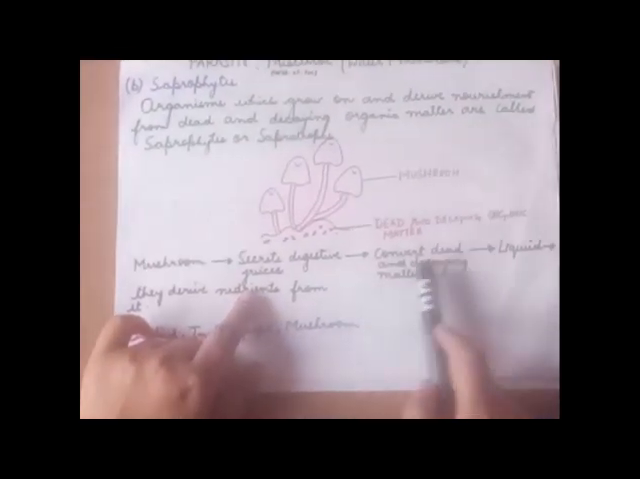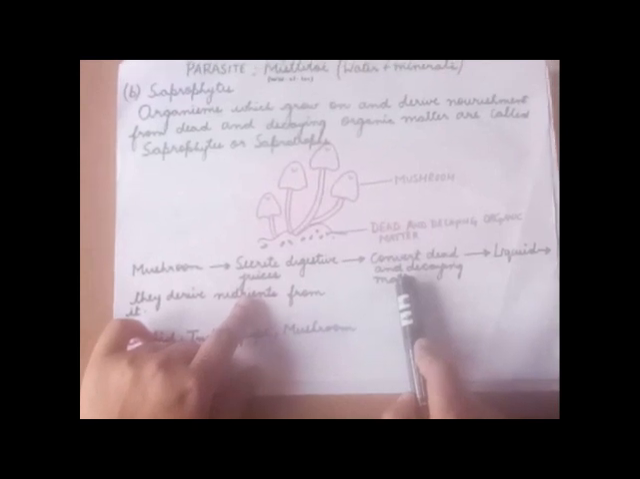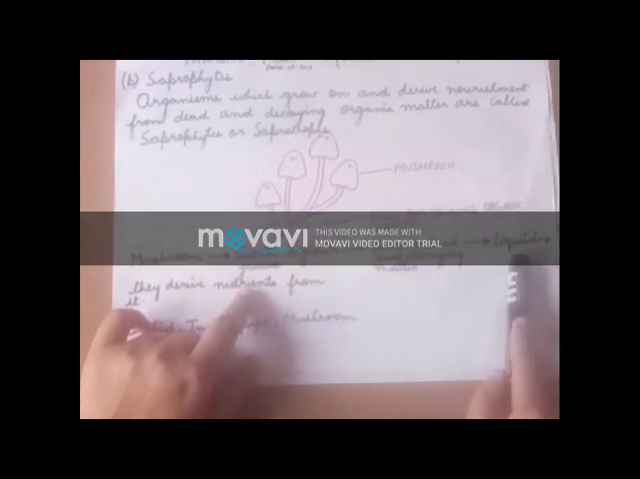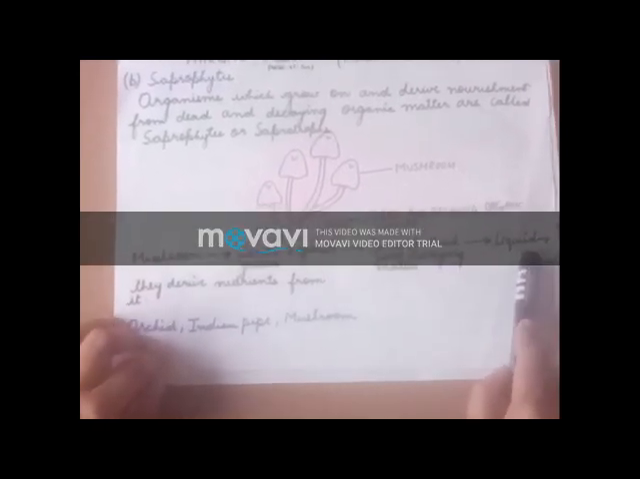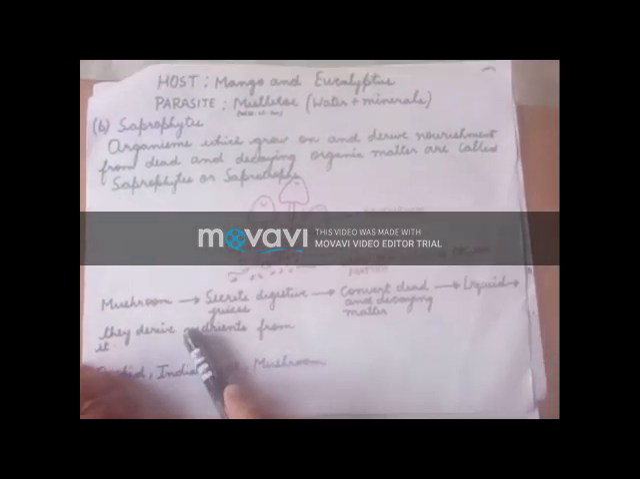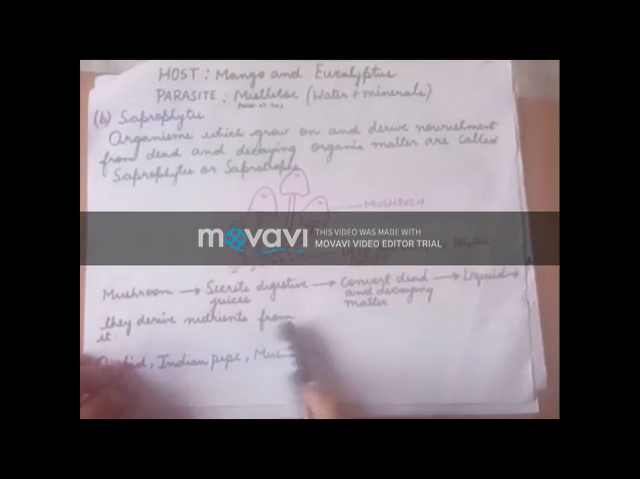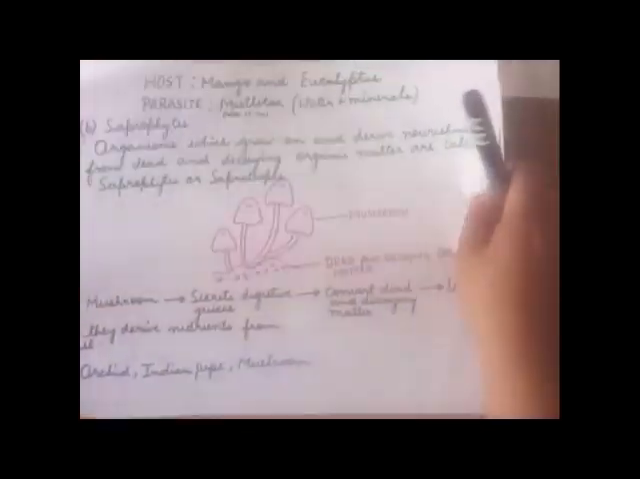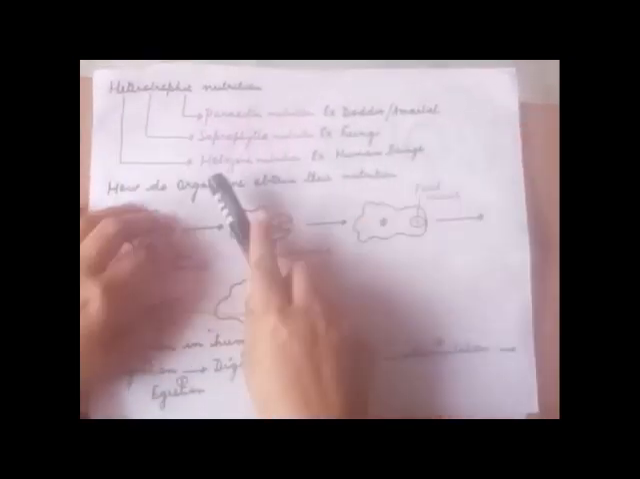Now this dead and decaying matter is broken down to liquid form, and once it is broken down to liquid form, it is absorbed by the mushroom and they derive nutrients from it. This is about saprophytic nutrition. Next, holozoic nutrition. Example, human beings.